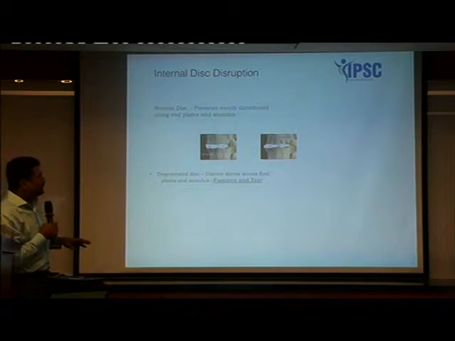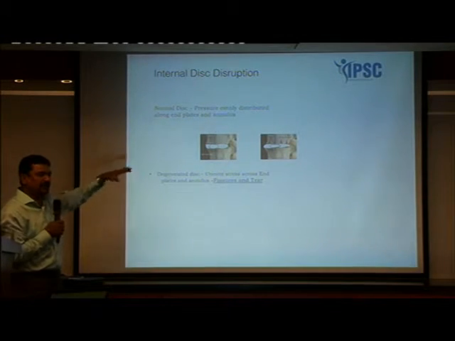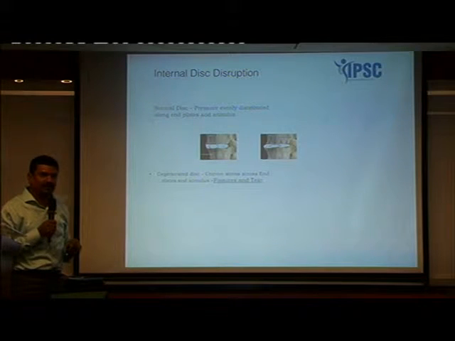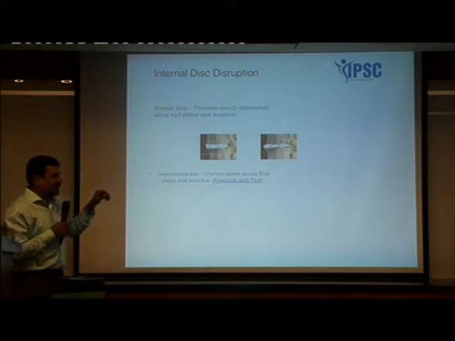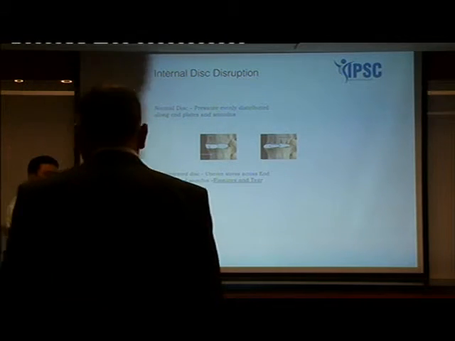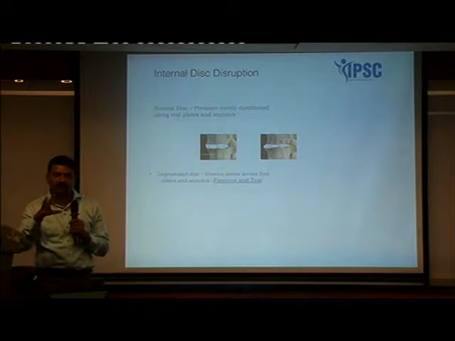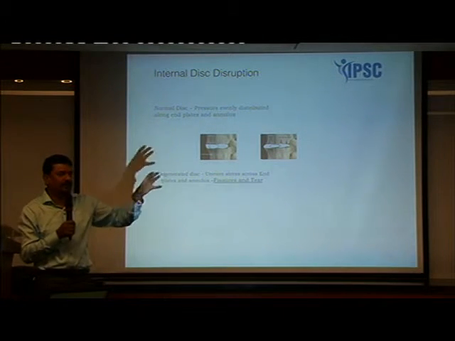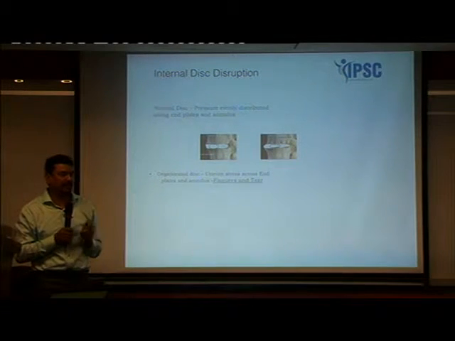Now in a normal disc, as I was mentioning, the pressure is evenly distributed around the end plates and the annulus fibrosus. That is because of this lamellar type arrangement. But once the disc degenerates, what will happen? The moment you start putting a pressure, there is an uneven distribution of the pressure. At some point there will be high pressure, at some point there will be less pressure. So this uneven distribution will cause tearing in the disc.